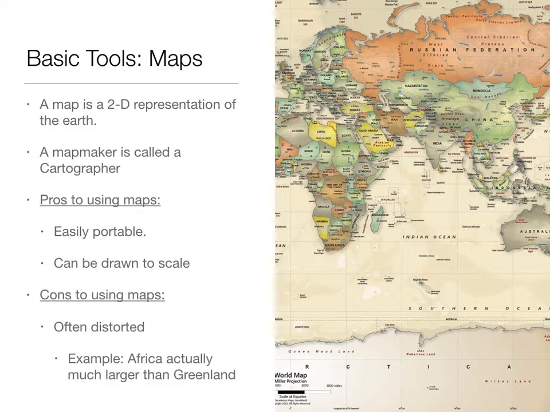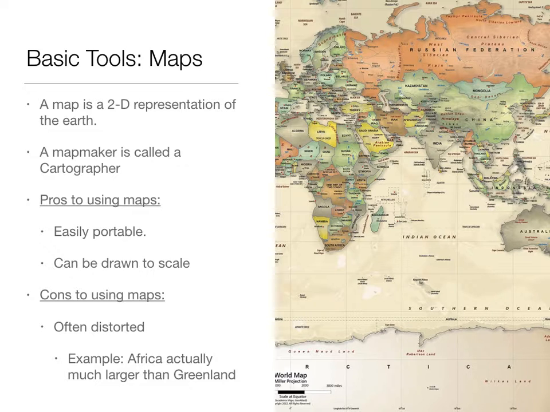There are several good reasons that people use maps, such as they're easily portable, or easy to be carried around, and they can also be drawn to scale. It's going to be very difficult for you to use a world map when trying to show a person around your hometown. You would want to use a much smaller map that is drawn to scale of your hometown.